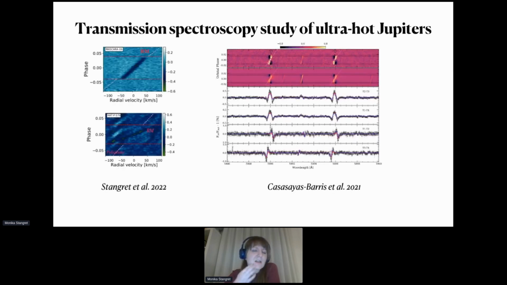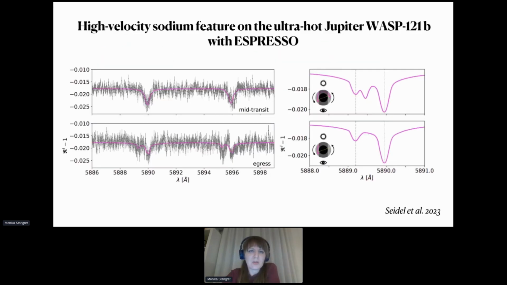And as I told you before, we are also able to detect the velocities, and this is an example of WASP-121b using ESPRESSO, which is an amazing spectrograph. In the mid-transit, our detected signal was clear, and when we observe only one limb, we detected the strong winds.